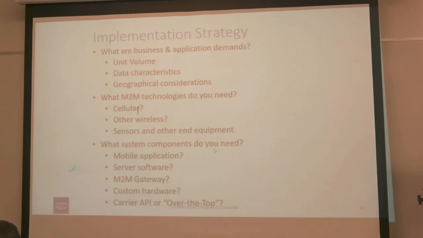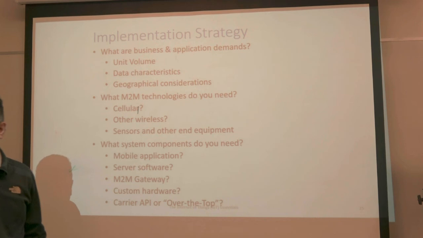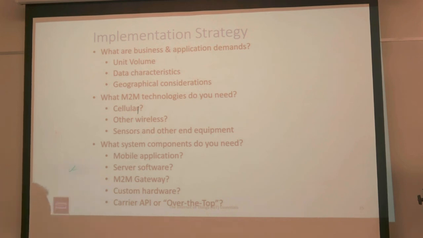For the implementation strategy, what are the business and application demands? I may have already covered that somewhere, like what the unit volume is, what the data characteristics are, and that the geographical considerations are important. Technologies: what technology do you need? Are you going to use cellular communication, like I mentioned, or another wireless technique, or sensors and other equipment? There are so many options; it depends again on your application.